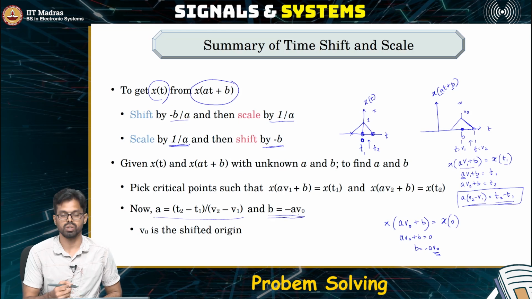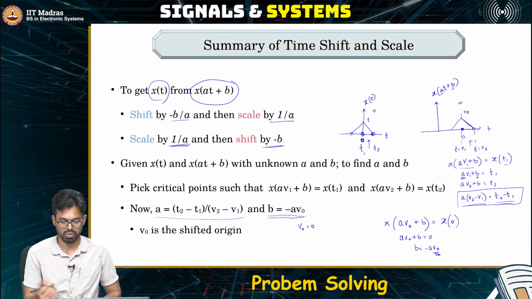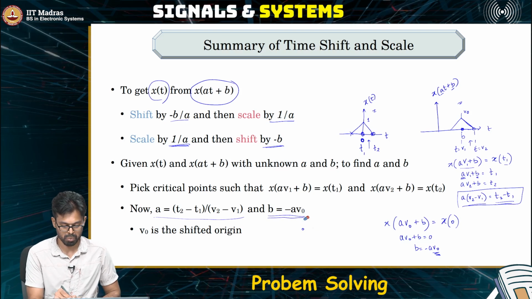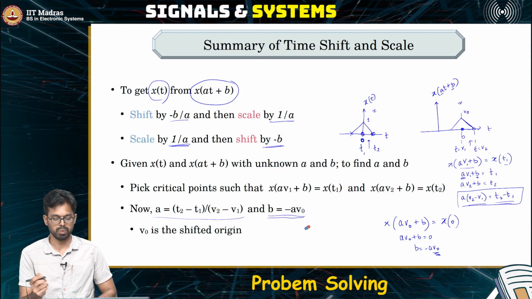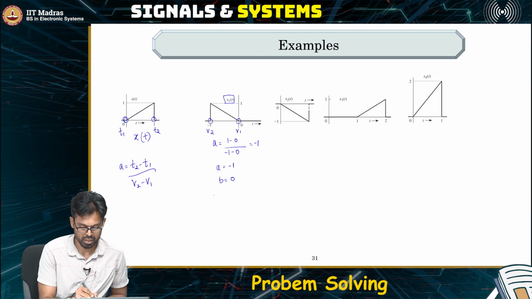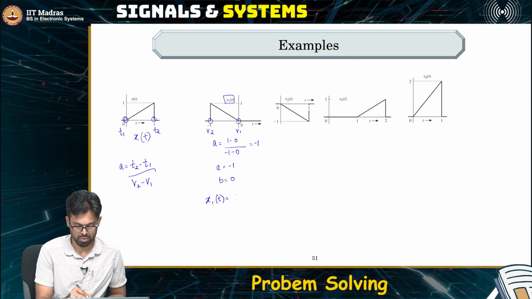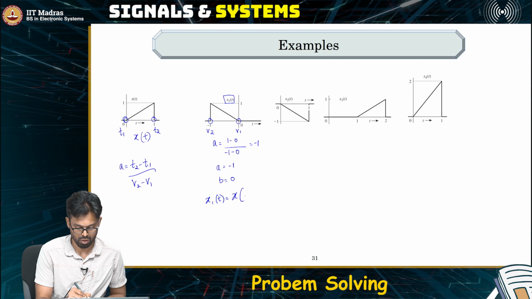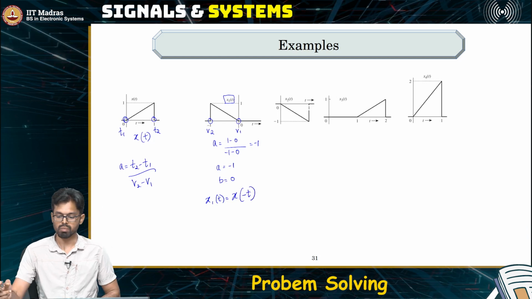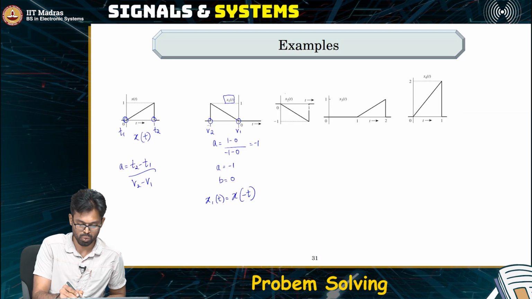It directly follows from this: if there is no shift of origin, then V naught will be equal to 0, which automatically makes B to be equal to 0, right? That's a nice way of directly finding out B. So this is 0, which means x1 of t is equal to x of minus t. All right. Now let's figure out what happens to x2 of t.